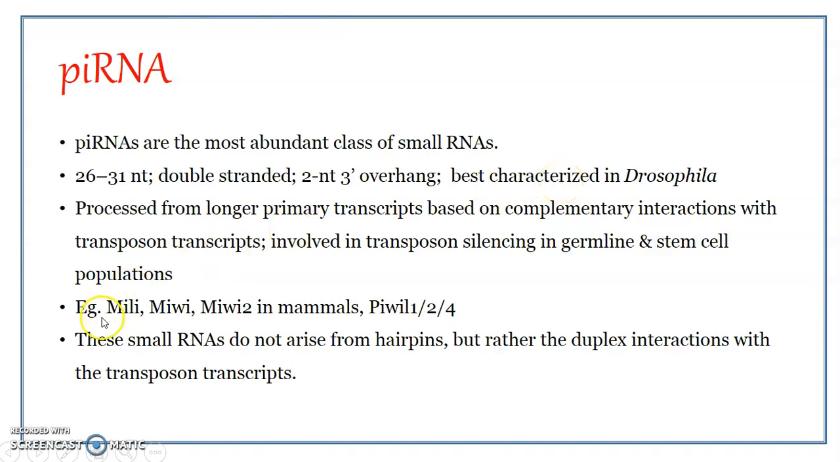Examples include MILI, MIWI, MIWI2 in mammals. These small RNAs do not arise from hairpins, unlike the short hairpin RNA, the microRNA, or the siRNA. Here in piRNA biosynthesis, we cannot see any formation of hairpins. Usually it is the germ cells of the animals that express piRNA, and the piRNAs in the germ cells are responsible for suppressing the movement of the transposons in the germline.